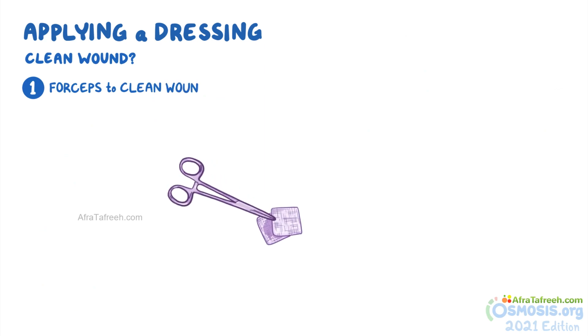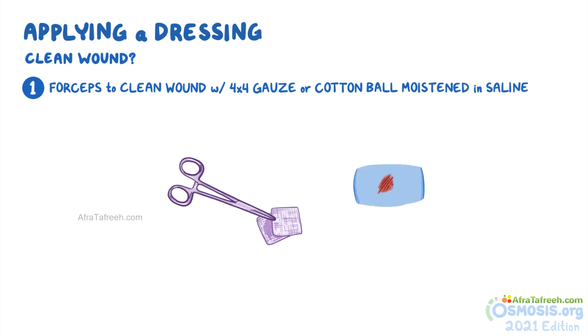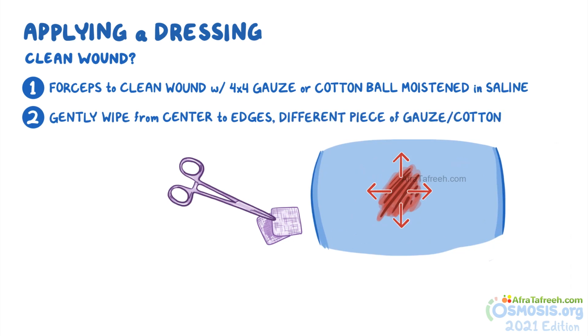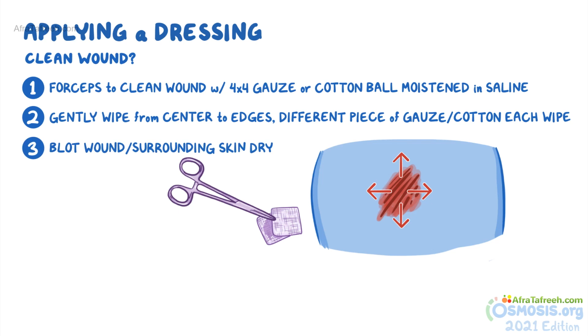If directed to clean the wound, use forceps to clean the wound with 4x4 gauze or a cotton ball moistened in saline solution. Gently wipe from the wound center towards the outer edges, using a different piece of gauze or cotton ball with each wipe. After cleansing, blot the wound and the surrounding skin dry with gauze as needed.